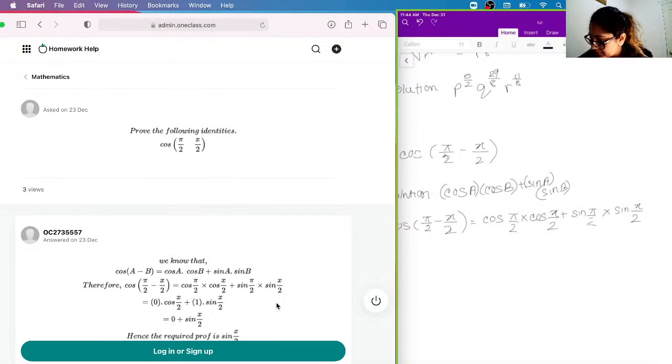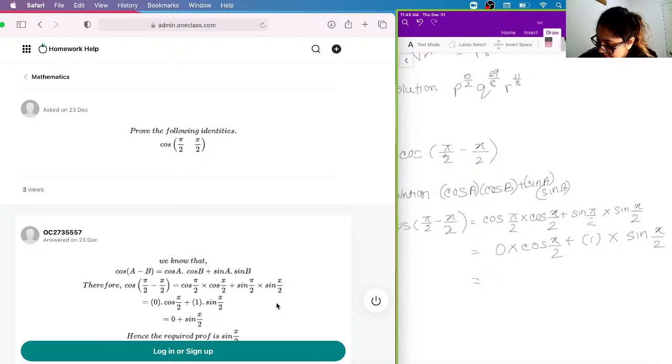And now to simplify it, we basically add this up. And so cos pi over 2, which is cos of 90, is just 0, if you recall. And you just multiply this by cos x over 2. And then you have plus sine pi over 2, which is 1, times sine x over 2, right? And if you further simplify this, you basically get 0 plus sine x over 2, and so this is just sine x over 2.